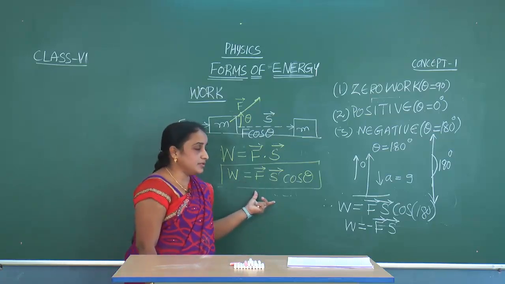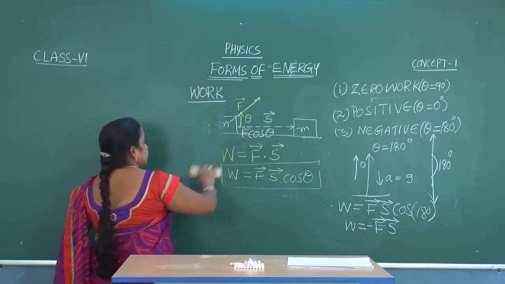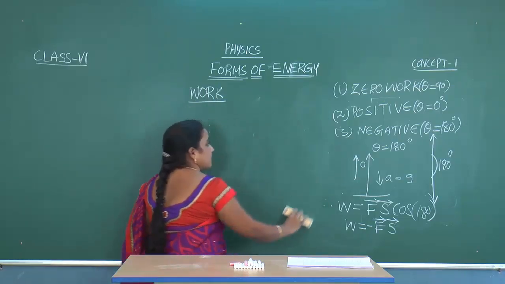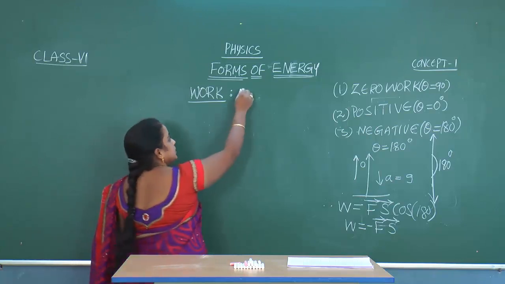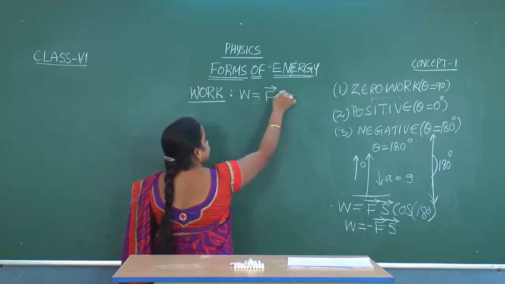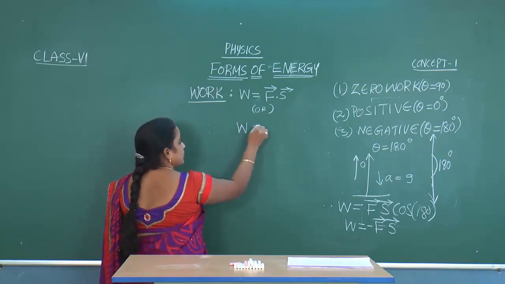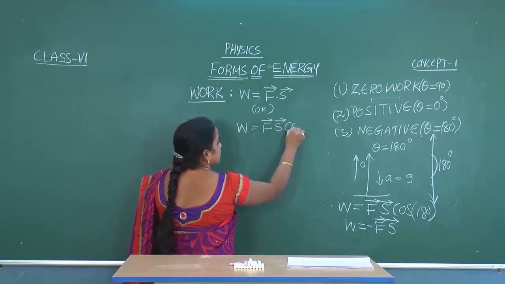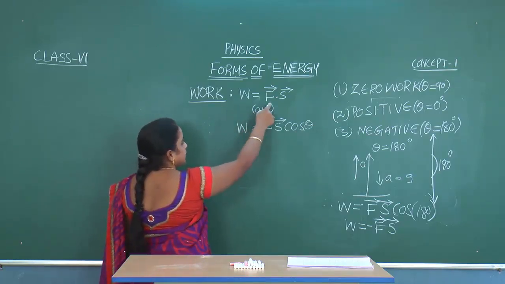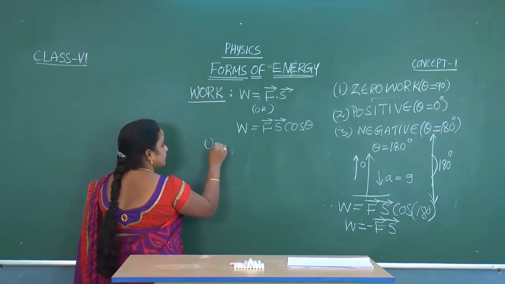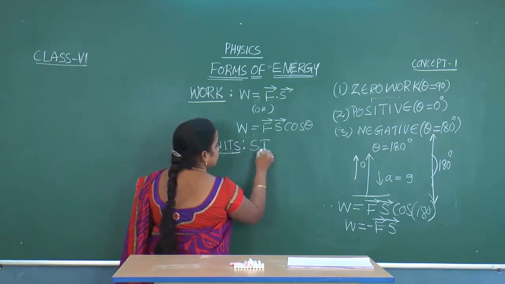So we try to know about how to measure the work. We came to know now the work done is F bar dot S bar, or F S cos theta. According to the formula of the work done, we can write units. In that, I'm going to tell you about the SI unit.